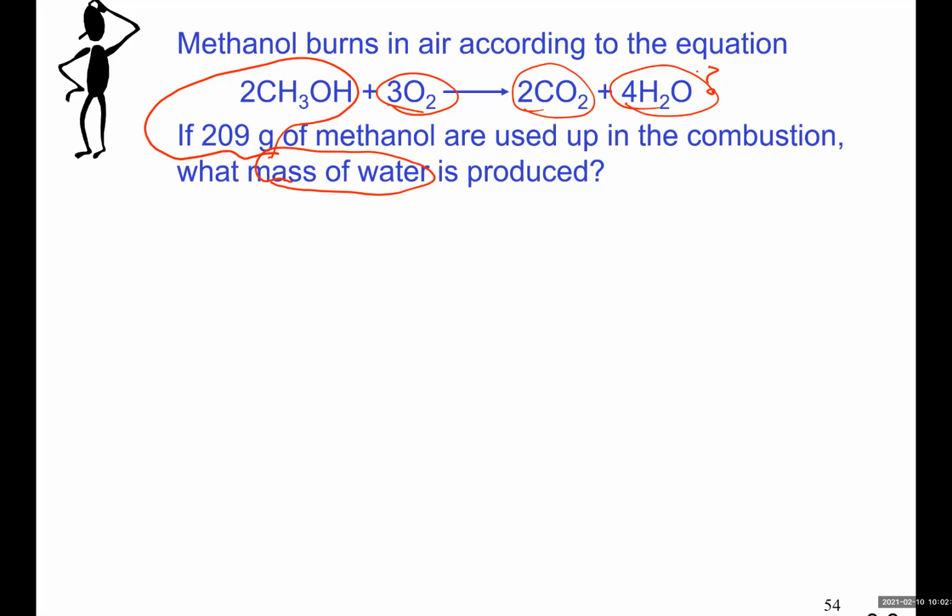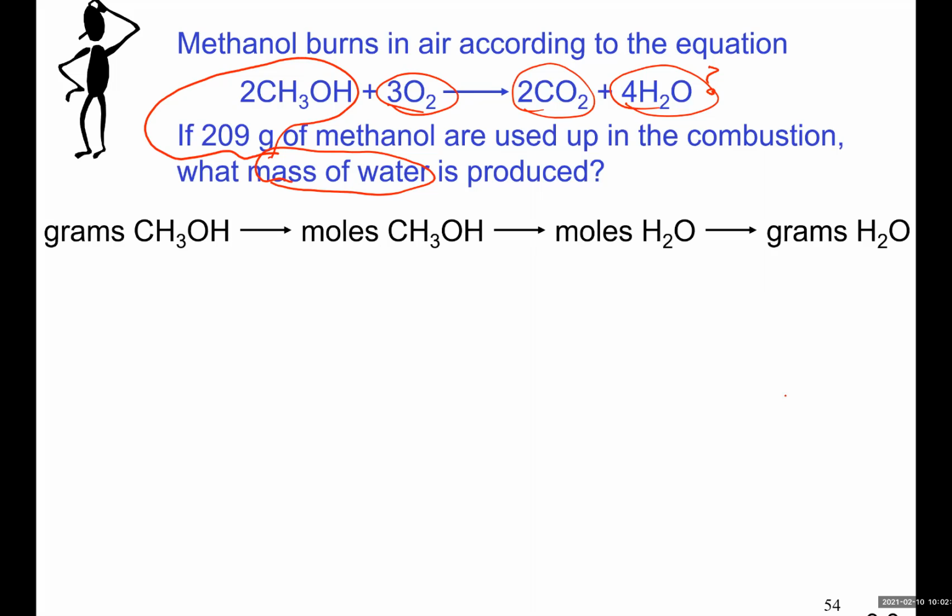Is it fair to say that we always solve chemistry problems in terms of moles? You are given grams, convert it to moles. So can I start with the amount of starting material, which is 209 grams of methanol? Always solve chemistry problems in terms of moles, so I can convert grams of CH3OH to moles of CH3OH.